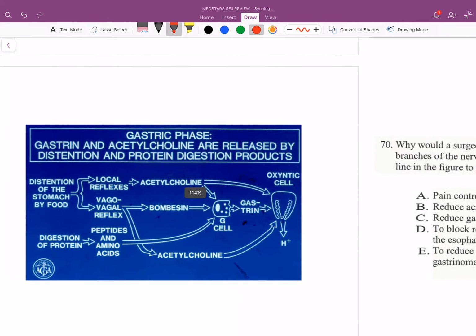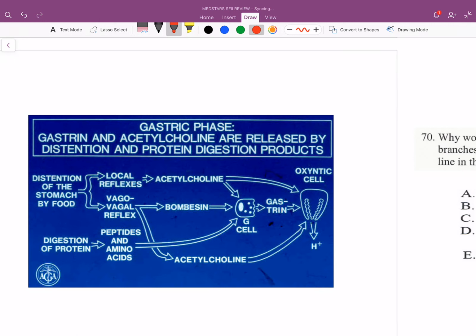Then you have the gastric phase. In the gastric phase, the food contents are in your stomach. It distends the stomach, and you have local reflexes that secrete even more acetylcholine and even more GRP.